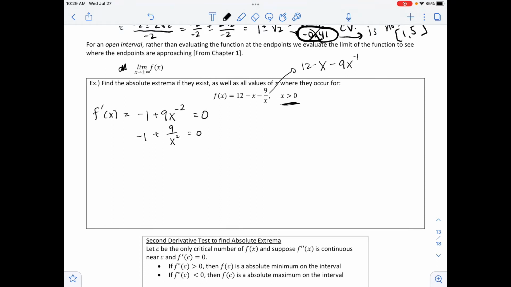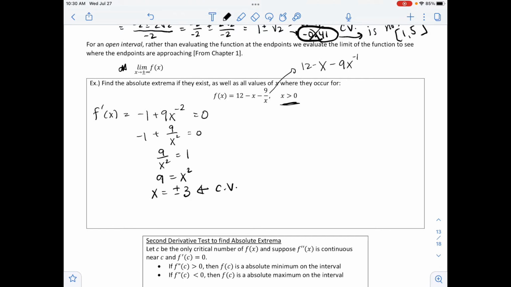I'm going to add 1. And I have 9 over x squared equals 1. Multiply both sides by x squared. And then taking a square root, we get x equals plus or minus 3. And so these are our possible critical values.